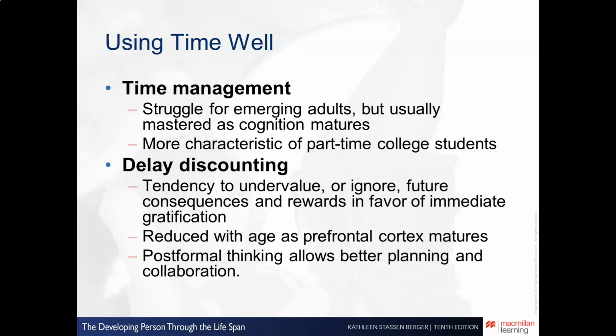In this phase of development, we tend to vacillate between these. Sometimes we will not delay discount very much, whereas at other times we may do it often. But they're saying that delay discounting occurs less and less as we age because our prefrontal cortex matures, so we're able to plan better and collaborate better, usually. Okay, let's move on here.